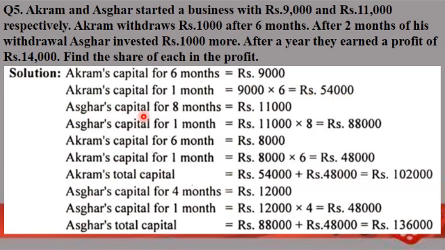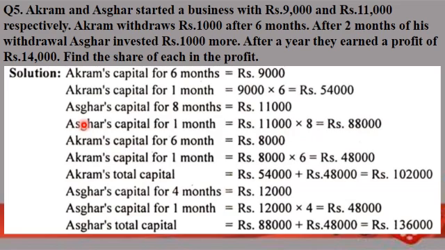Okay, now Asghar's capital for 8 months, because it is written over there that for the 8 months he invested the same amount and after that he changed. So for the 8 months, that was 11,000. For finding 1 month, we will multiply that 11,000 by 8. That will be equal to rupees 88,000.